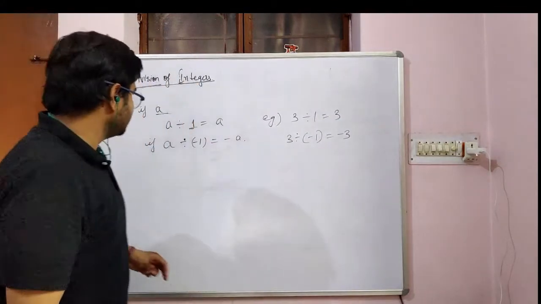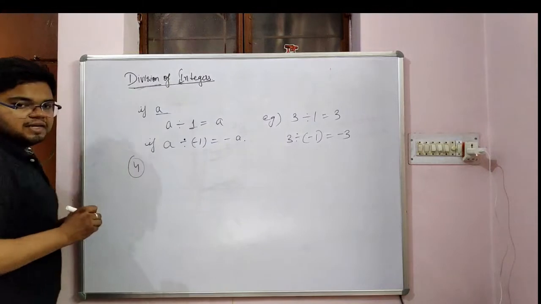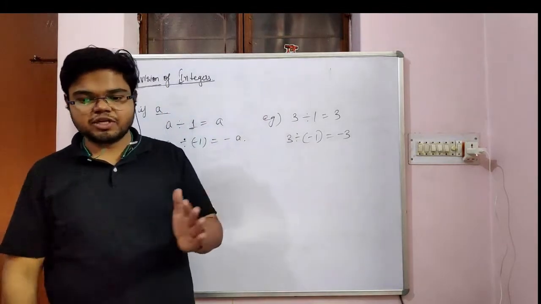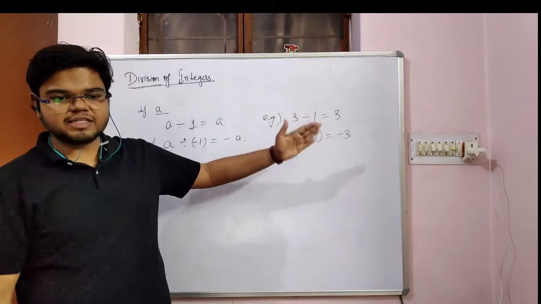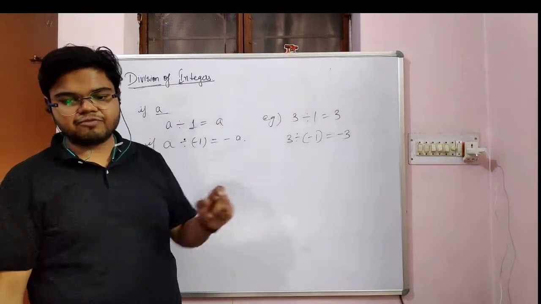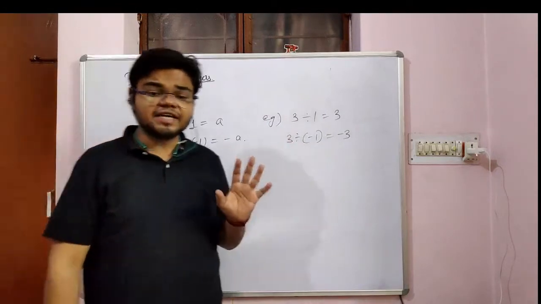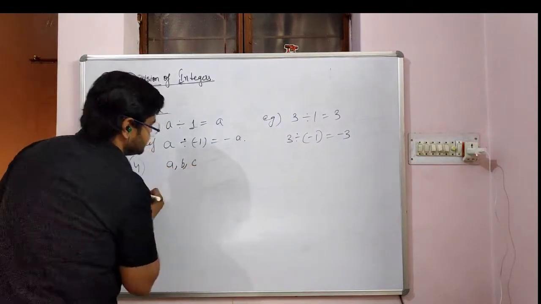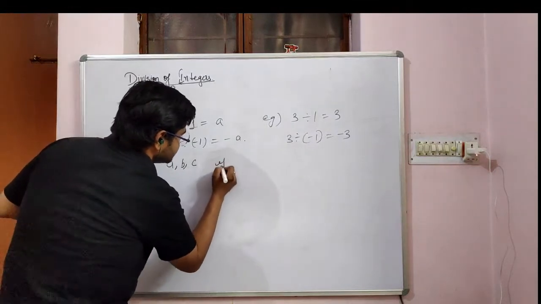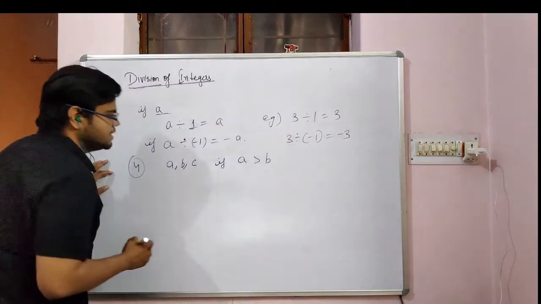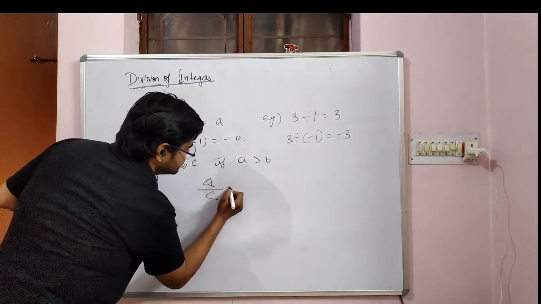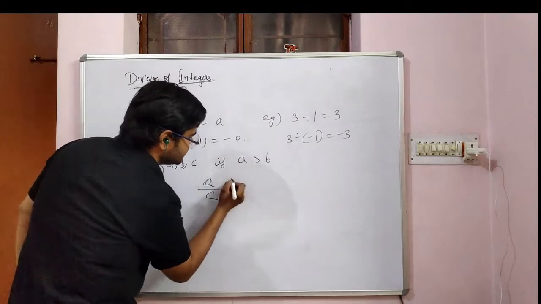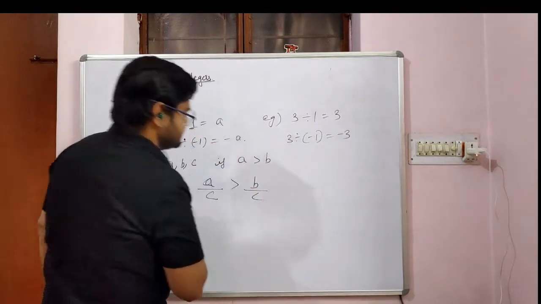And the last property, we call it the inequalities. Inequalities say that for all non-zero integers, that means 1, 2, 3, 4, 5, 6, 7 until infinity, minus 1, minus 2, minus 3, minus 4, minus 5, minus 6 until negative infinity, but we are not considering 0 here. So if we have three integers a, b, c, and if a is greater than b, then a divided by c will be greater than b divided by c.